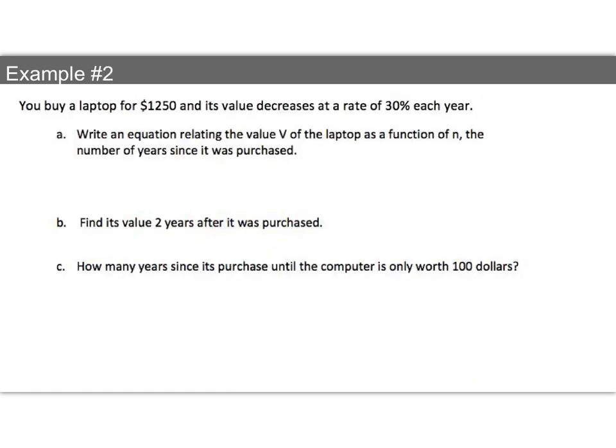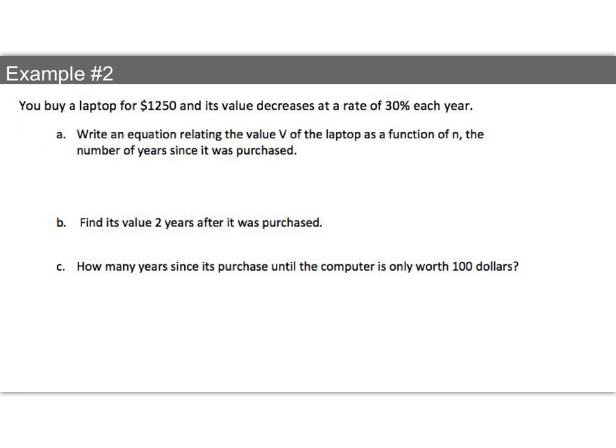Okay, so let's look at another example. In this one, we're going to buy a laptop for $1,250, and its value is going to be decreasing at a rate of 30% each year. So first we want to write an equation relating v, the value of the laptop, as a function of n, the number of years since it was purchased. This is going to be an exponential because it's decreasing at a consistent rate.